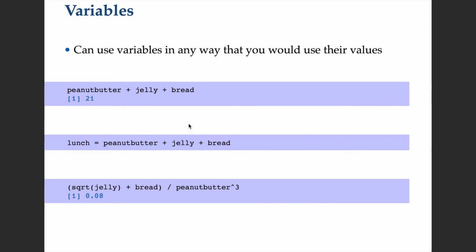So again, these variables are just code names for what the underlying value is, but it could also be a process, right? We can assign anything to a variable name. And you can get as crazy as you want with these, right? You can do anything with the variables as you could with their values, right? So we can take the square root of jelly plus bread divided by peanut butter to the 3rd power, right? And R will happily go along and do those calculations using the values for each of those variables. So variables are really where a lot of the power of programming languages come from. And you'll see that as you get to know R a little bit better.